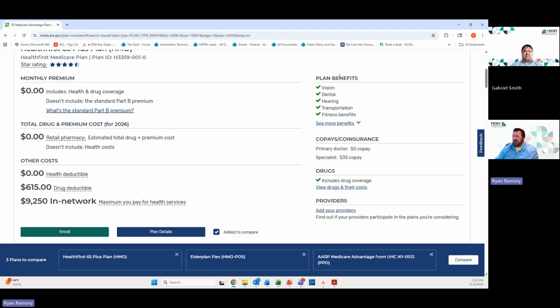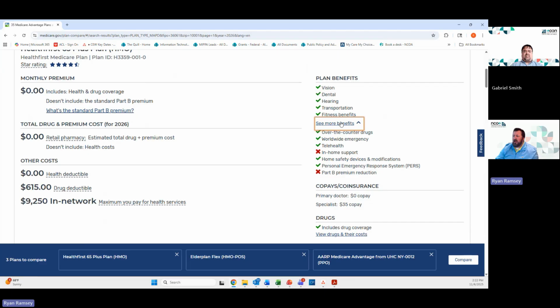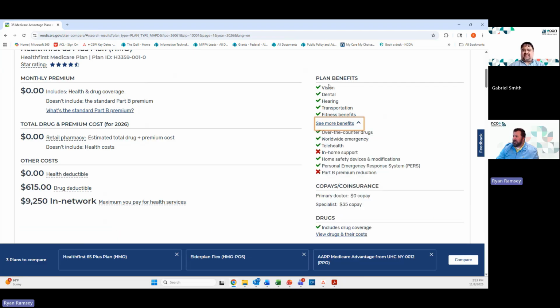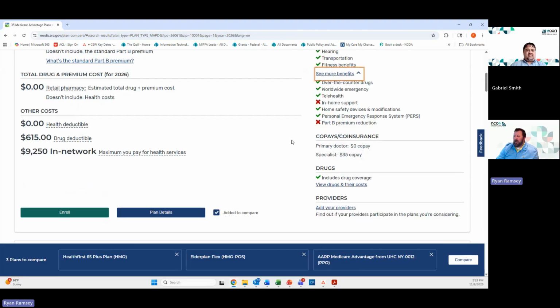Plan benefits, these are additional benefits that are outside of what Medicare covers, that may be of interest to people. Gabe, has this person identified that they're interested in any extra benefits? He has actually. He has listed vision, dental, hearing, and a gym membership. Okay. So you're able to see dental, vision, hearing, fitness benefit. This first plan ticks all the boxes. So that's just something really quick.